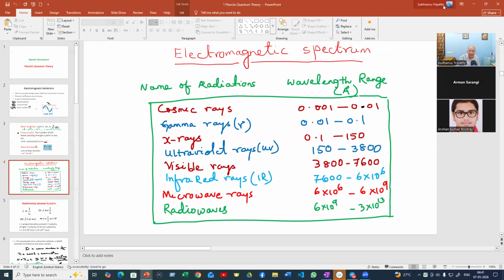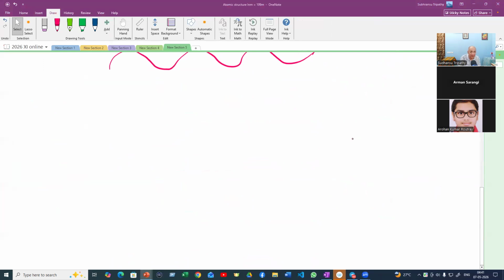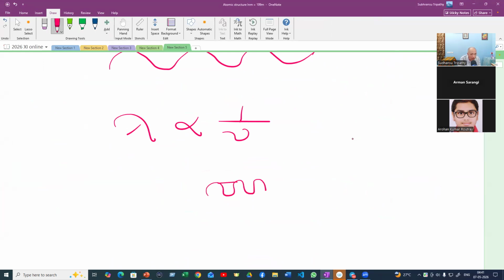Yes, sir. Okay. Now, the interesting thing here is, for all electromagnetic radiation, lambda is inversely proportional to nu. Less is the lambda, more is nu, because at a particular point, more number of such squeezed waves will be passing per second, and longer is the wave, less number of such waves will be passing per second. So nu and lambda are inversely related, and the proportionality constant is nothing but c.